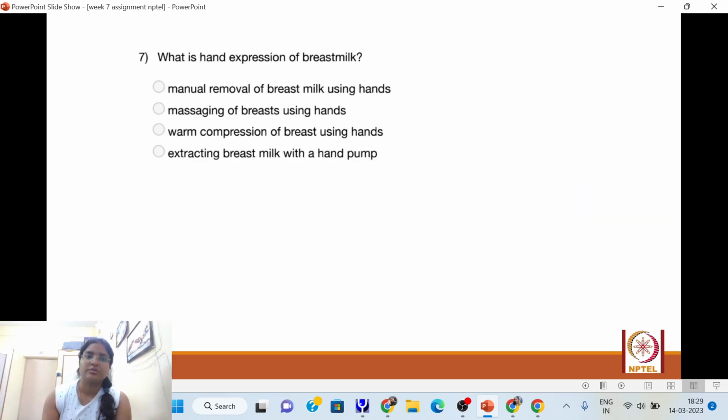Right. Okay. What is hand expression of breast milk? Manual removal of breast milk using hands, massaging of breasts using hands, warm compression of breast using hands, extracting breast milk with a hand pump.